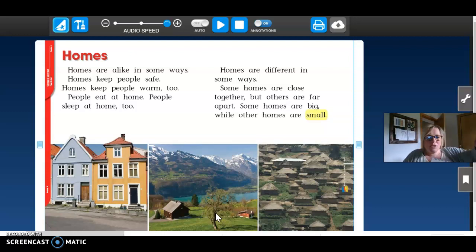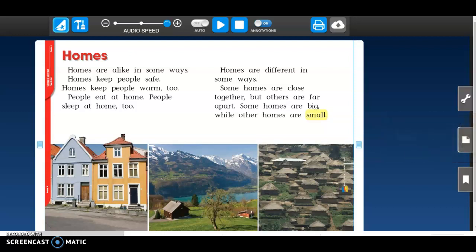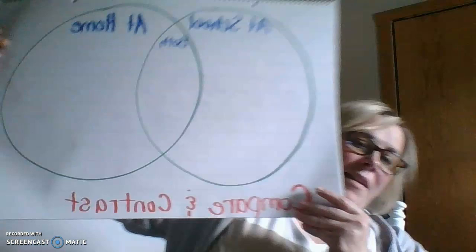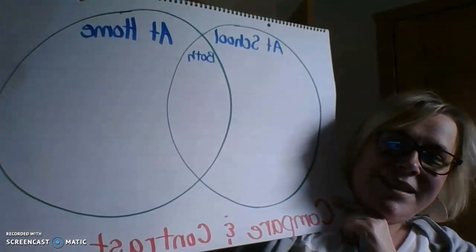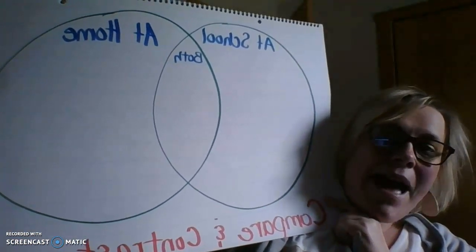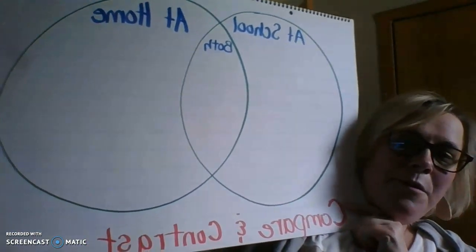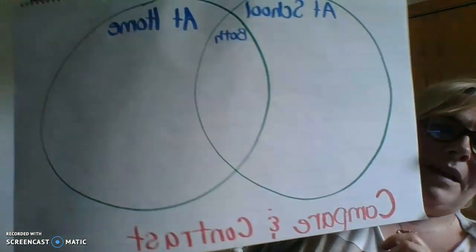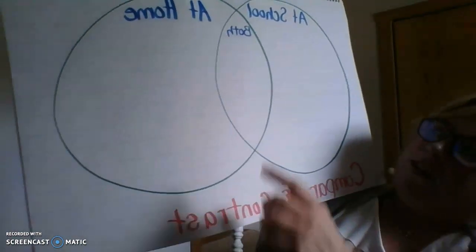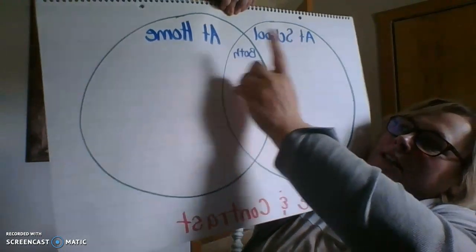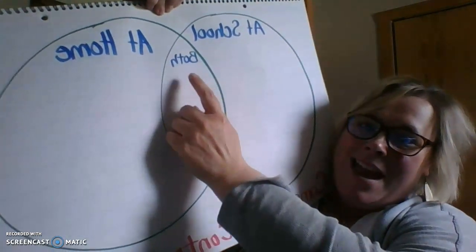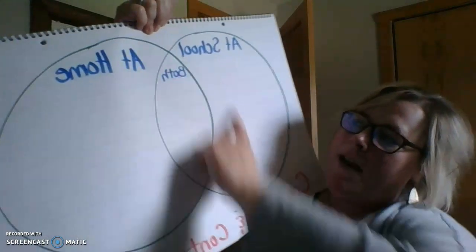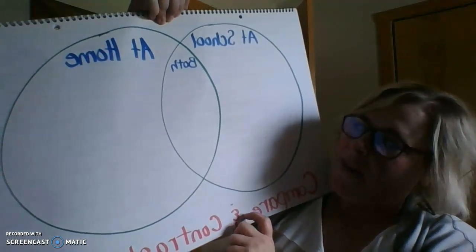I'm gonna switch my camera here. There we go. So you have one of these in your packet on paper, but I made a big one, and in my circles, this is called a Venn diagram. We use them to compare and contrast, and we're going to compare at school learning and home learning. And so there's a big circle for at school and a big circle for at home.